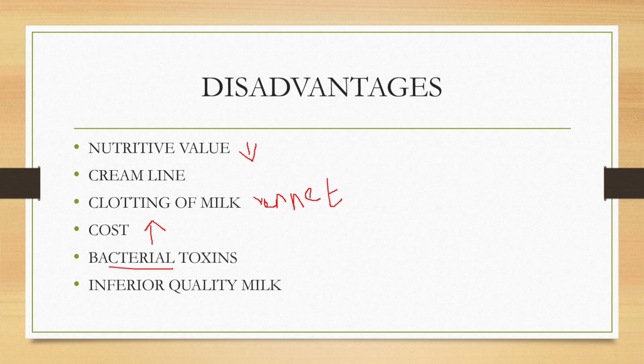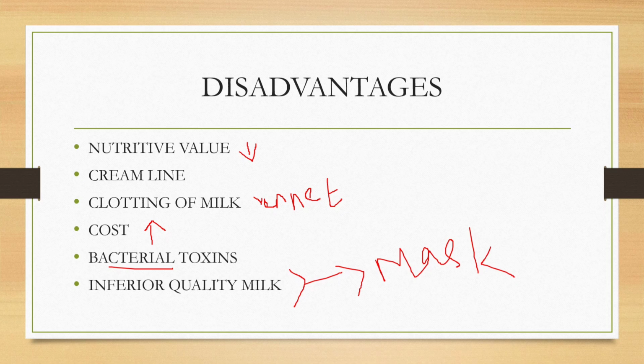So, what do you mean by inferior quality milk? If your milk or any kind of product is inferior, or does not meet the particular standard, when it is processed, it would mask the inferior quality of the particular product. Now, what are the disadvantages of pasteurization? A quick revision. The nutritive value decreases. The cream line gets affected.